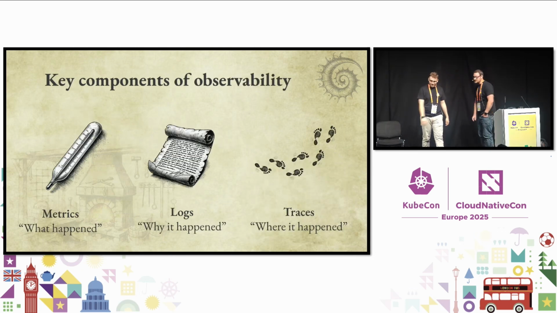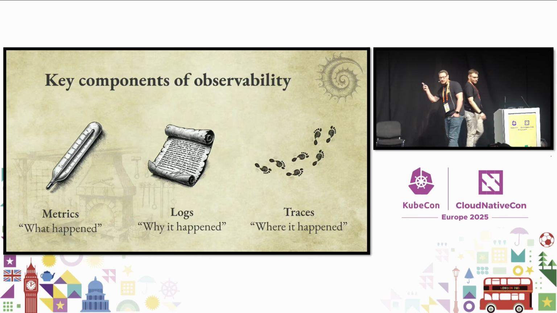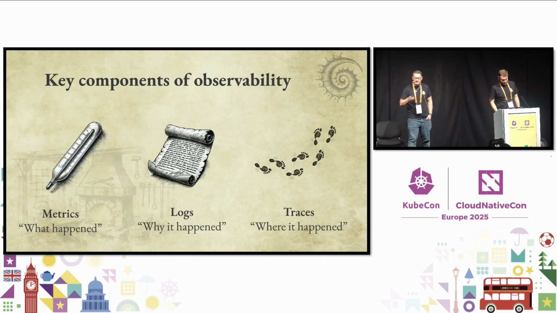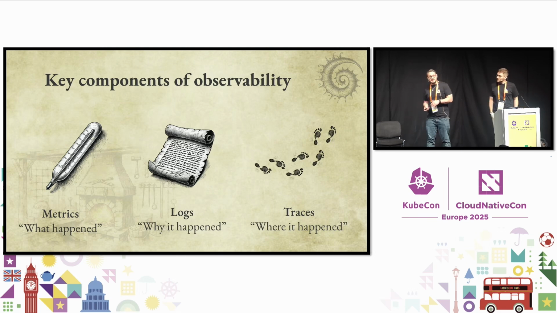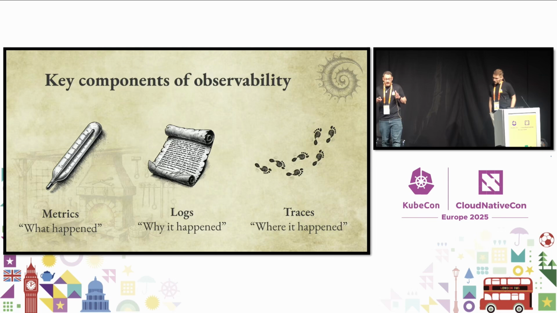Yeah, makes sense. So we're going to talk about three different things today: metrics, logs, and traces. Broadly speaking, metrics allow us to see what happened, logs allow us to see why it happened, and traces allow us to see where it happened.